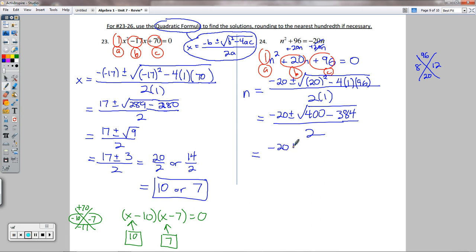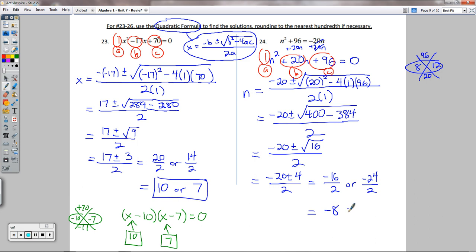This would be negative 20 plus or minus the square root of 16 over 2. That's going to be negative 20 plus or minus 4 over 2. And then take that literally again. Negative 20 plus 4 is negative 16. Negative 20 minus 4 is negative 24. So just as we expected, the solutions are the opposite of the factors. Negative 8, negative 12. The solutions using the quadratic formula, same thing. Negative 8 or negative 12.